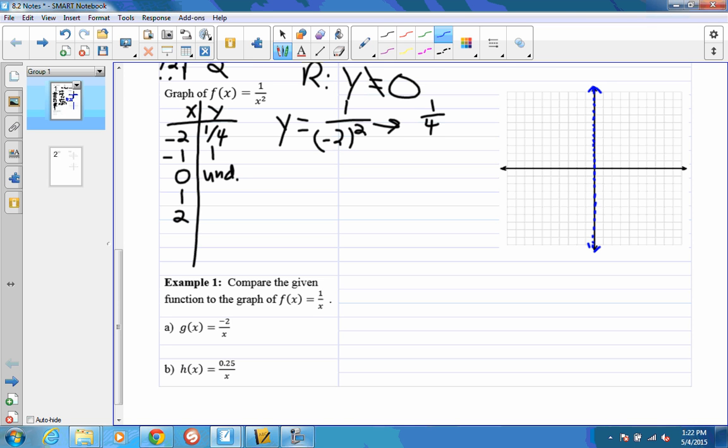That's for my parent functions. I'll talk about how we translate the asymptote later. It's the function, so nice and easy. So I already know my vertical asymptote. Ashton, plug in 1. What do you get? 1 squared is 1. 1 over 1 is 1. Good. How about 2? Colton, what do you get for 2? 4. 1 over 4. 1/4. Good.